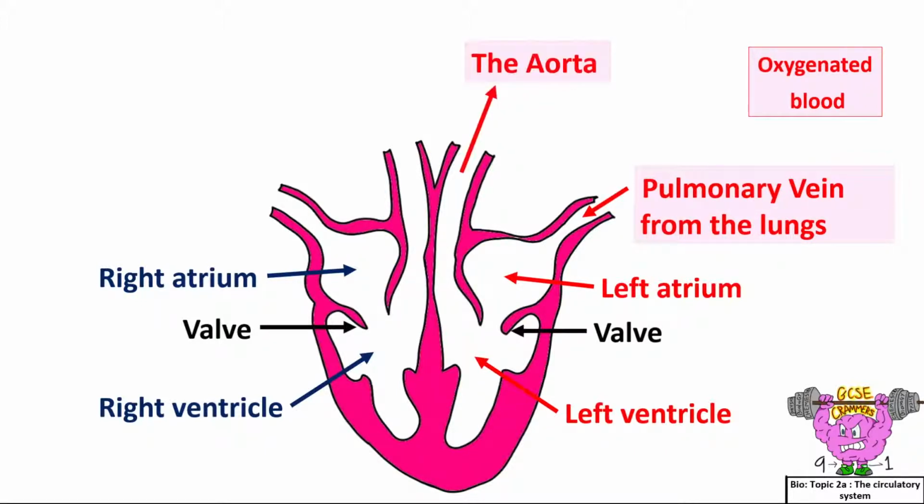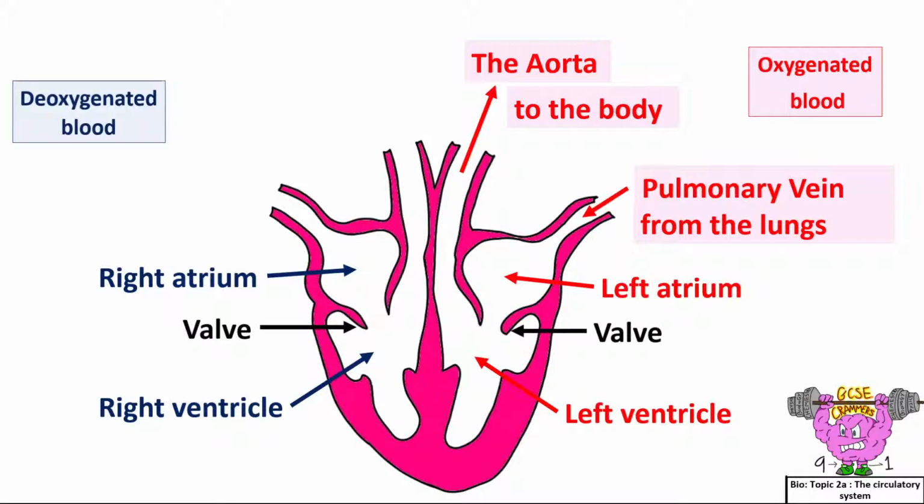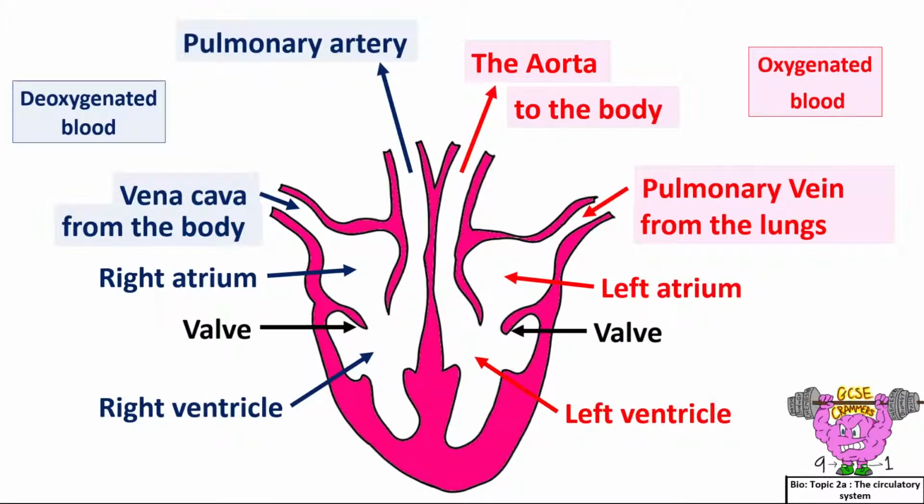The aorta takes the blood to the body. The deoxygenated blood comes back to the heart from the body through the vena cava. The pulmonary artery takes the deoxygenated blood back to the lungs to release the carbon dioxide and collect oxygen again.